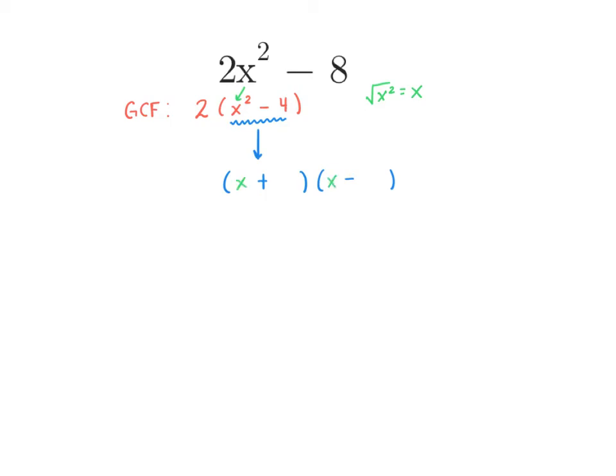And then the square root of our second term, which is 4. That square root is 2, so they each get a 2. So that difference of squares factors into x plus 2, x minus 2. But we have to make sure that we include the GCF that we factored out first. So here is our final answer.